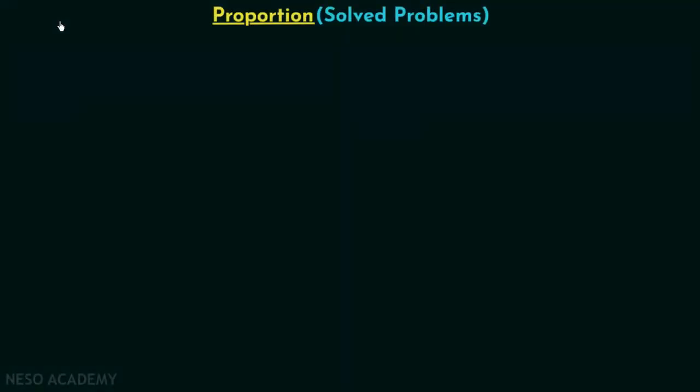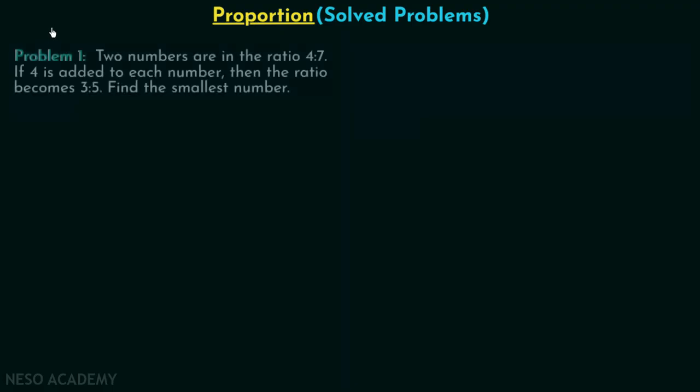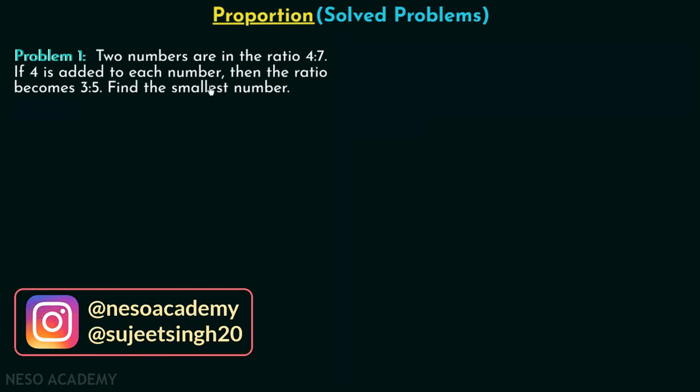In this lecture, we are going to solve two problems on proportion. So let us start with our problem number 1. Two numbers are in the ratio 4:7. If 4 is added to each number, then the ratio becomes 3:5.